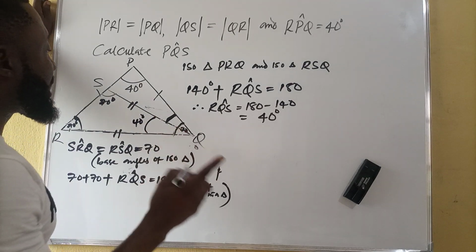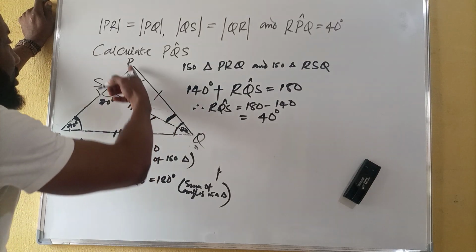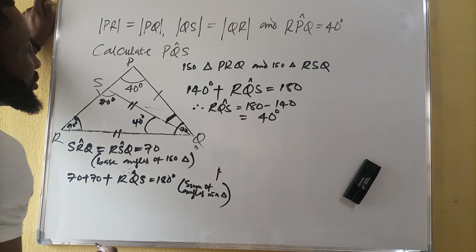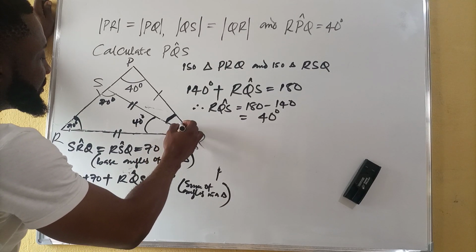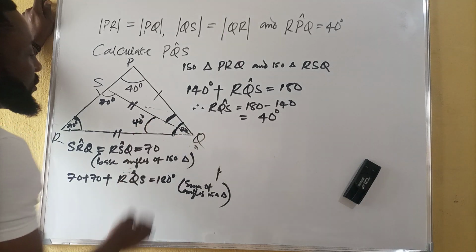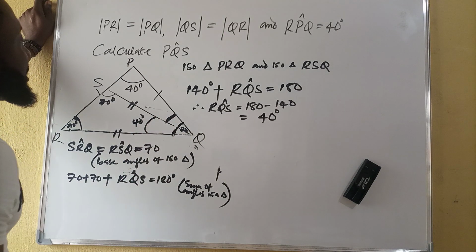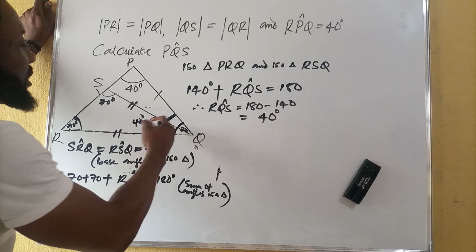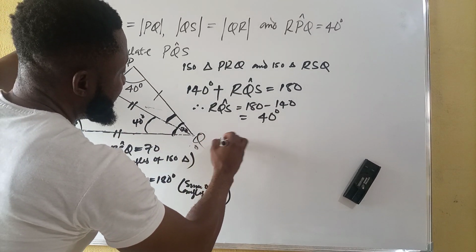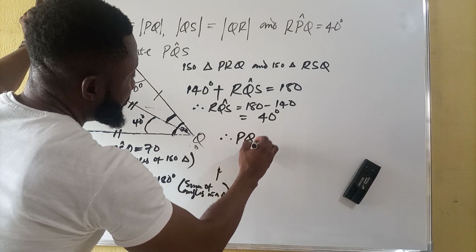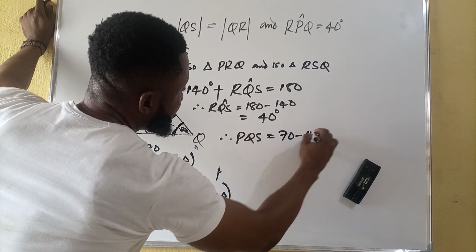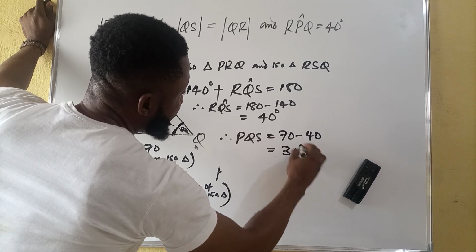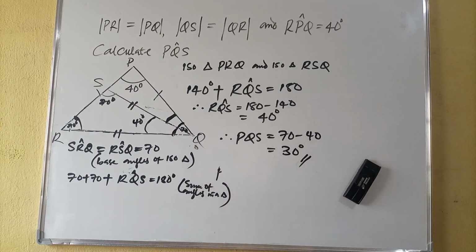But remember, when we were calculating, we calculated this particular angle, which is PQR. And we say PQR is equal to 70 degrees. If the whole of this angle is 70 degrees, and just this one is 40 degrees, that means for us to get PQS, therefore PQS is equal to 70 minus 40. That will give me 30 degrees. And that is the answer to the question.